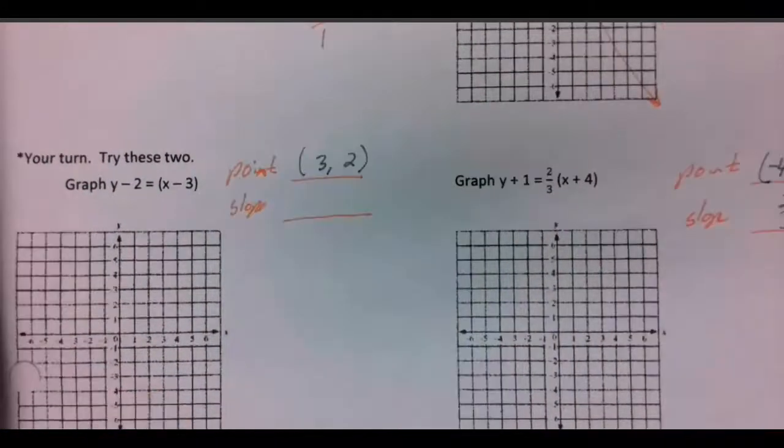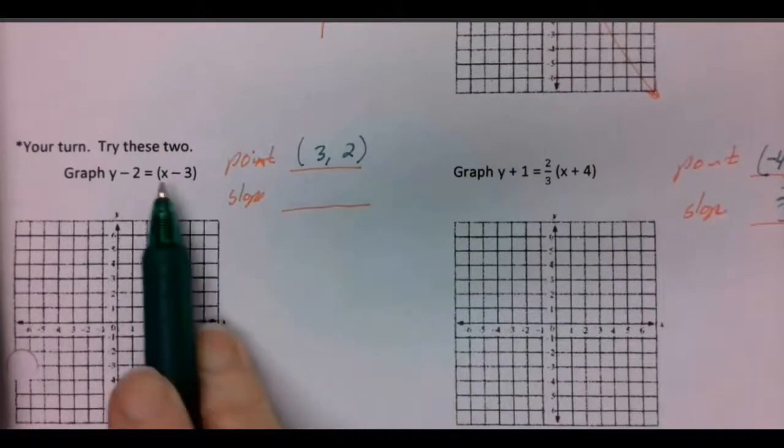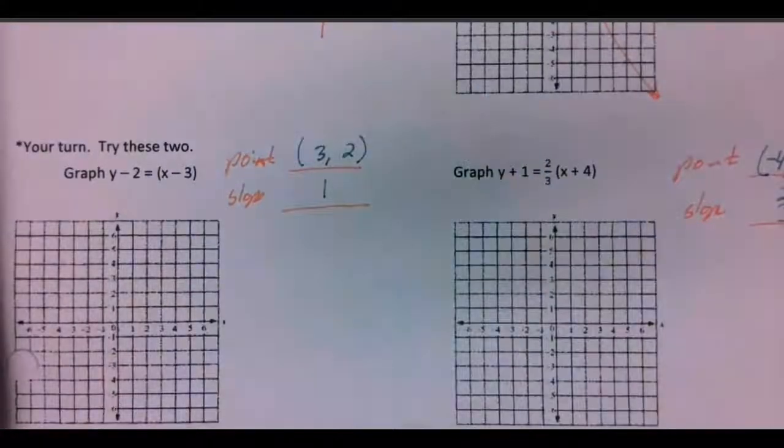Go. Okay, let's just check in for a second. Did you get the point was 3, 2? And what's the slope here? There's not one visible, so what is it? That's right, it's 1. We don't see one. Point here.